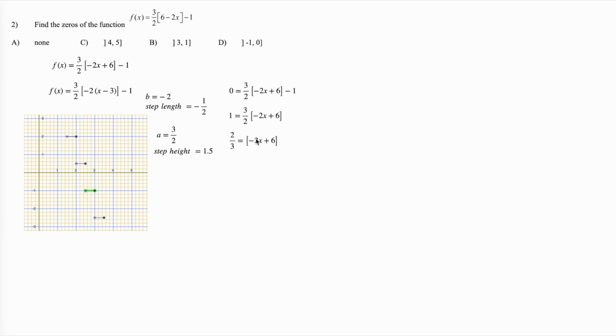Now, the greatest integer has to be an integer, and this is not an integer. This is impossible. You can't take the greatest integer of something and get a decimal. You're going to get an integer. This is not, so not possible. Either way, there are no zeros.